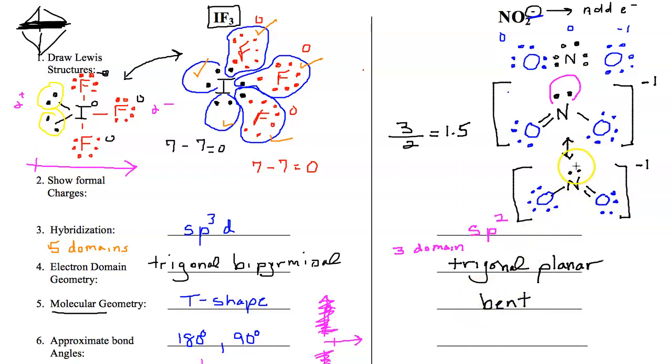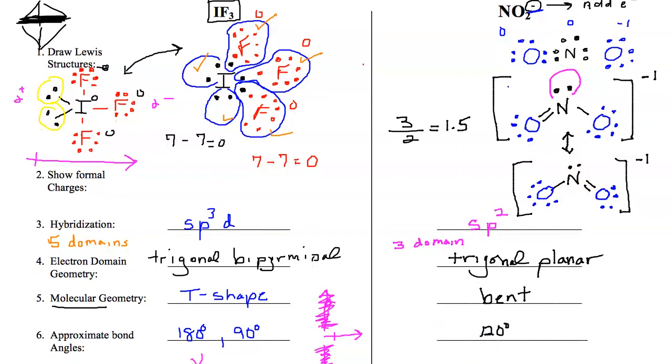We don't count that lone pair, but it's important for the shape. If it wasn't going to be there, it'd be linear. Approximate bond angles for sp2. Hey, these are 120, a third of a circle. Okay, we've been down this road before.